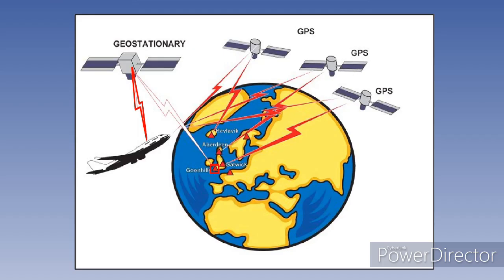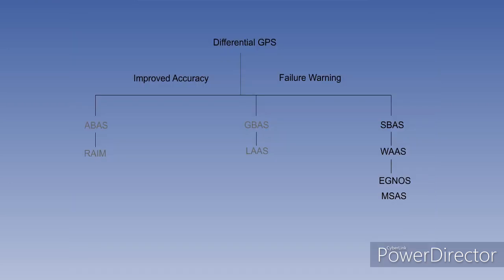WAAS is not as accurate as LAAS, and it is unlikely to achieve the accuracy required for Category 1 operations. Two other WAAS systems are likely to emerge shortly. One is a Japanese system called MSAS. The other is Indian and is called GAGAN.